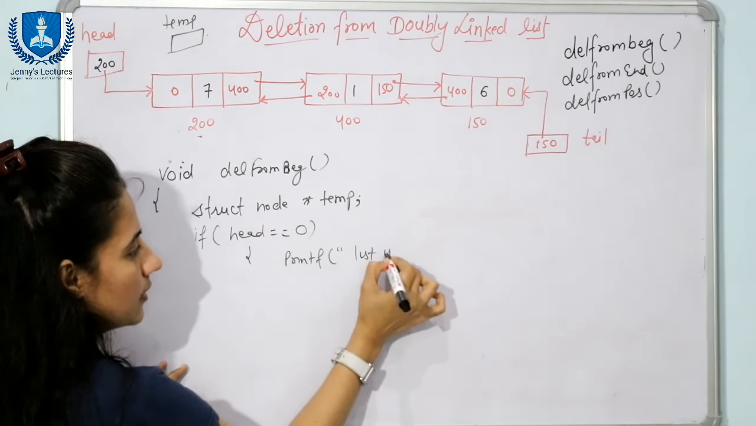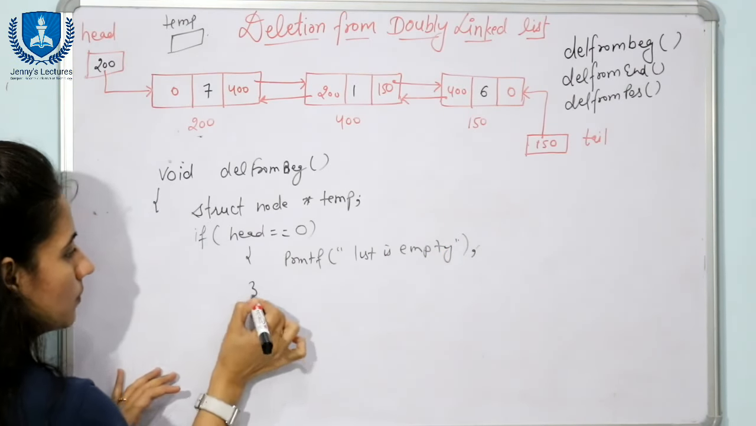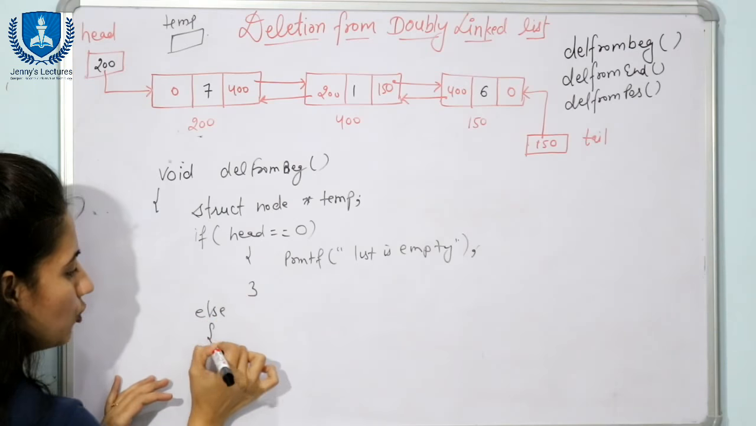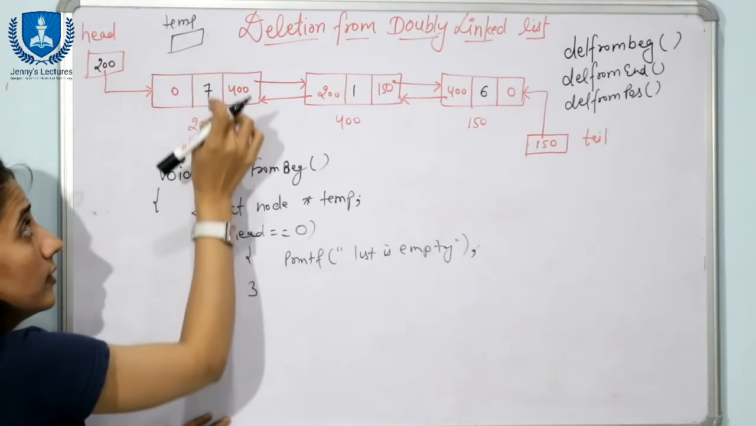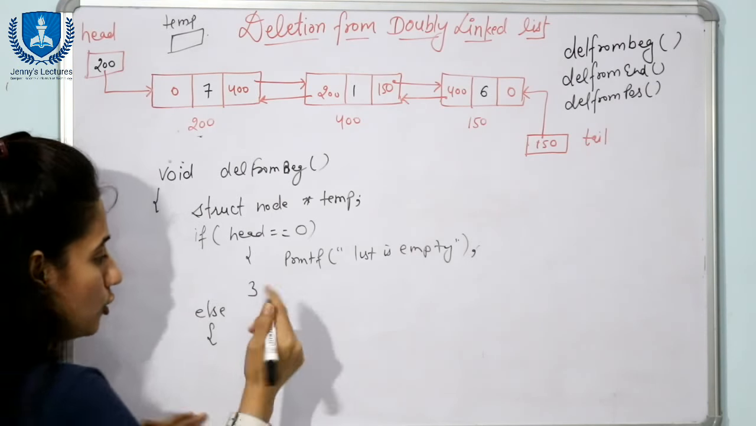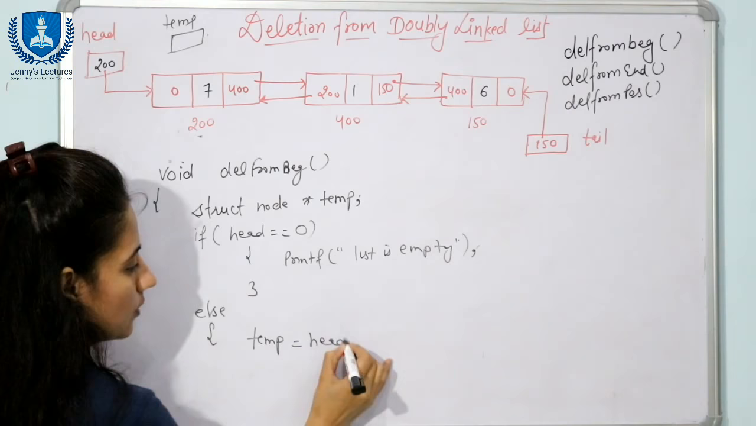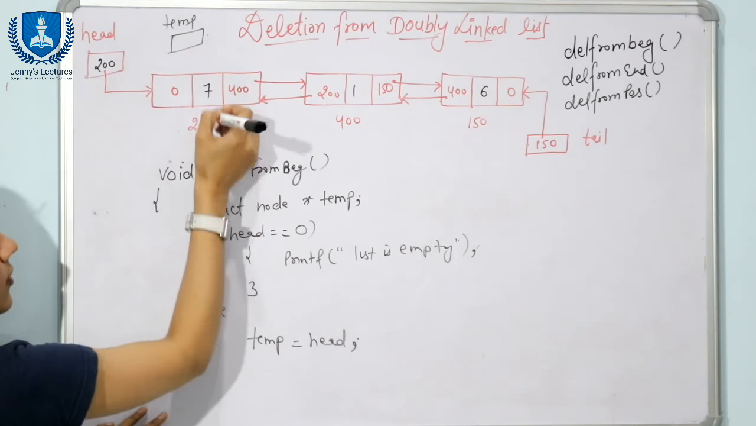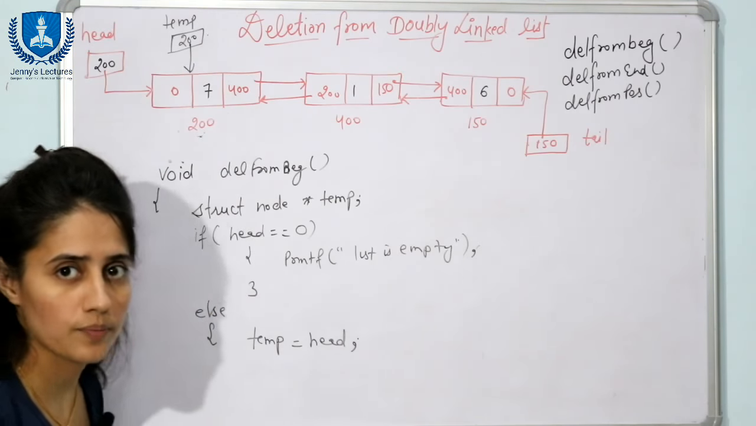List is empty. Otherwise we will do what? Now see, in the else part what will you write? First of all we are going to point this pointer here. Fine. So now in temp we are going to store what? Temp is equal to head, that is this 200, the address of this node. Now temp is also pointing to this node.